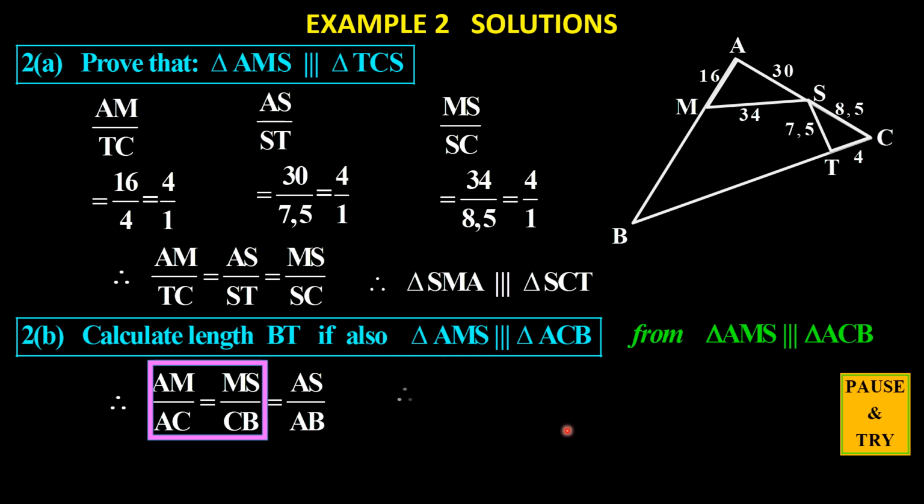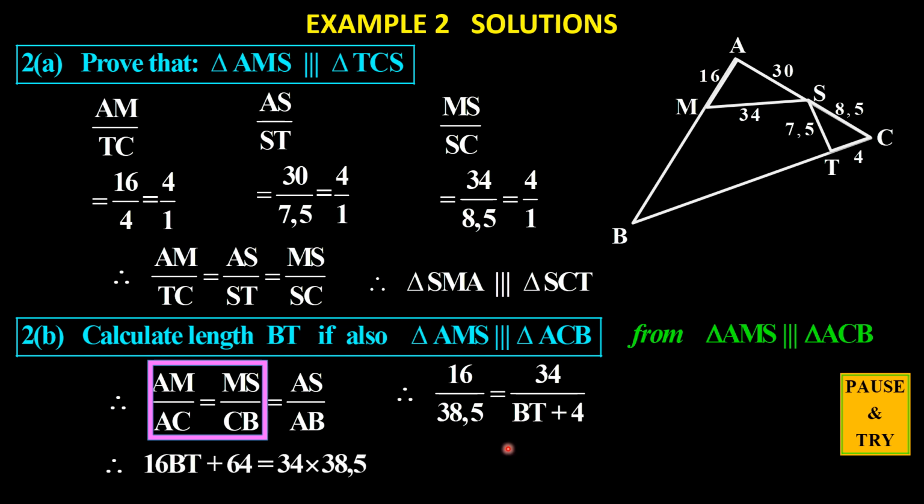How can we simplify that? We just cross multiply, and then we can solve for B. Let's see how we can get B. So that's 34 times 38,5, subtract 64, everything divided by 16. And if we calculate that, that is 77,812.5.